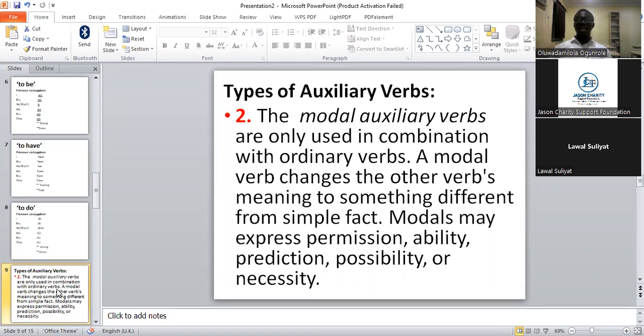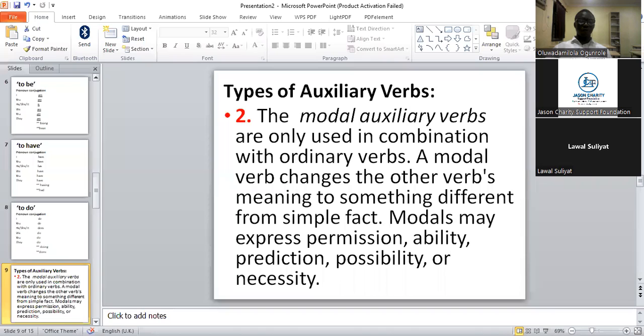We said they come in combination with ordinary verbs. A modal verb changes the other verb's meaning to something different from simple fact. Modals may express permission, ability, prediction, possibility, or necessity. So as I said earlier, these verbs have a way of changing the meaning of the verb they are working with. It is just like saying that they orchestrate a change in the meaning of the lexical verb that we are bringing towards them such that they can assist.